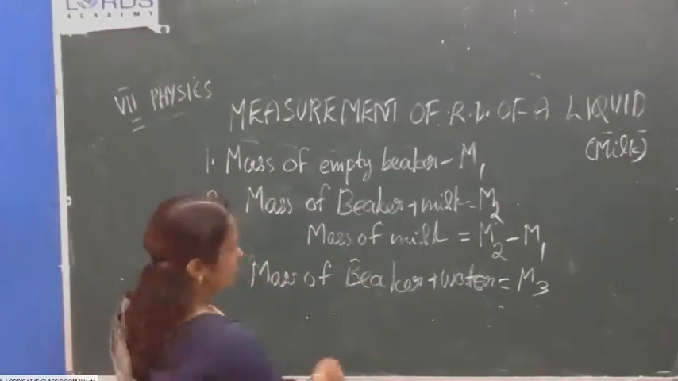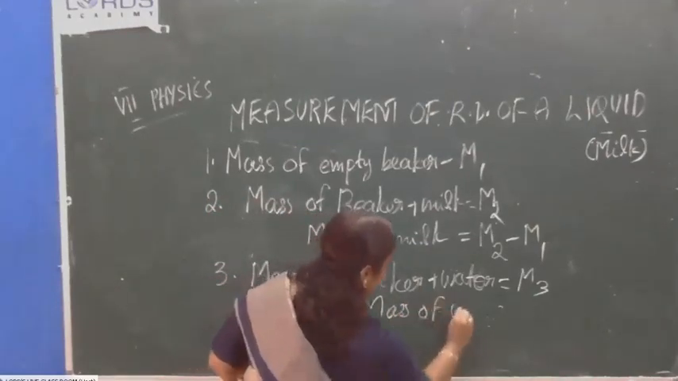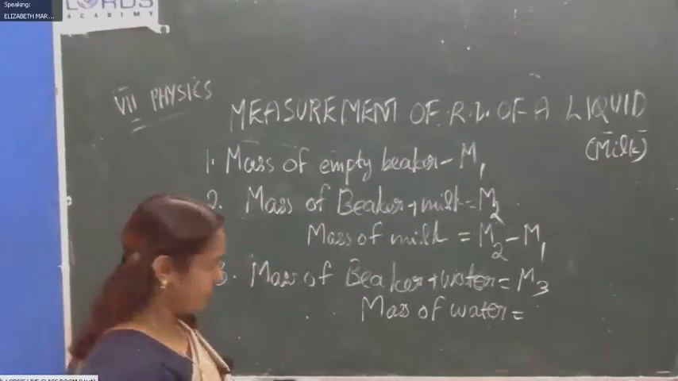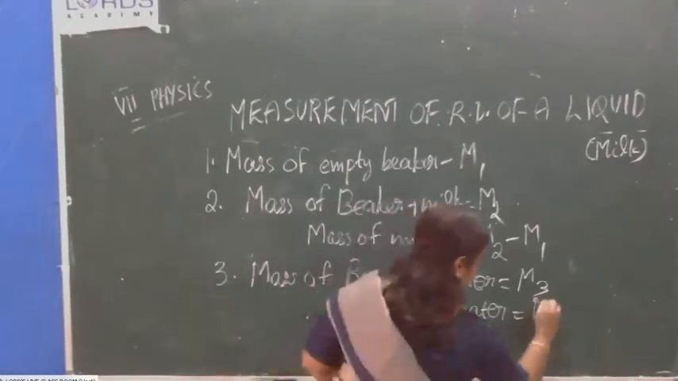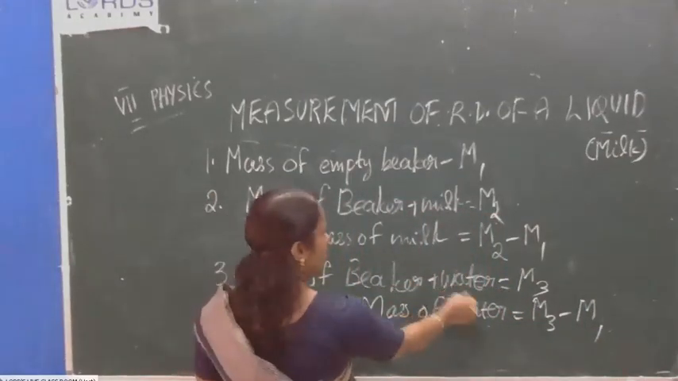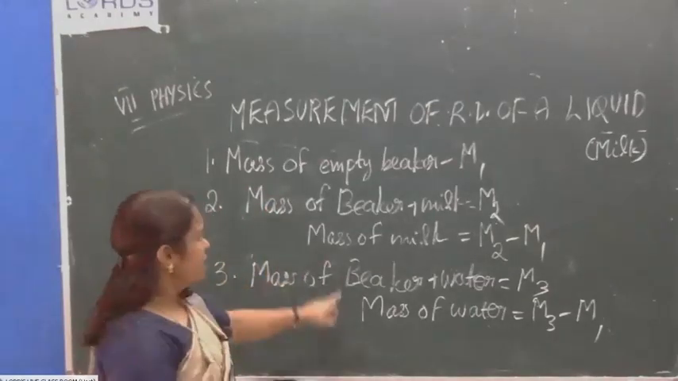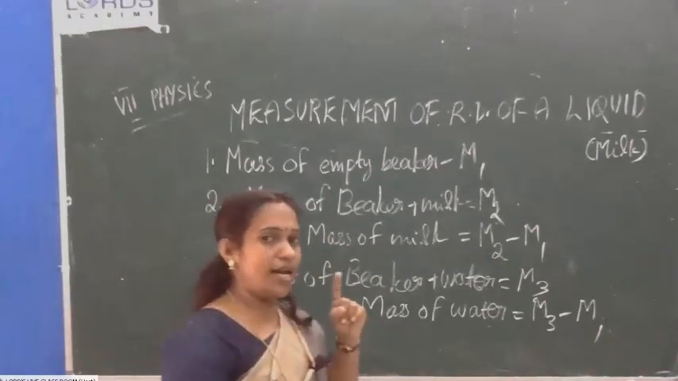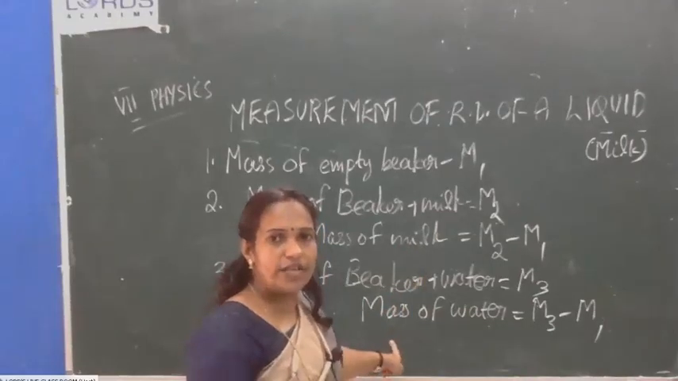Okay. Then next from this what we will get? Mass of water. Can you say how we will get mass of water? Yes. M3 minus M1. Here this is mass of beaker plus water minus mass of empty beaker. So these we got here: mass of milk, mass of water. Both we took 100 ml because same beaker, same level. So can we calculate relative density?